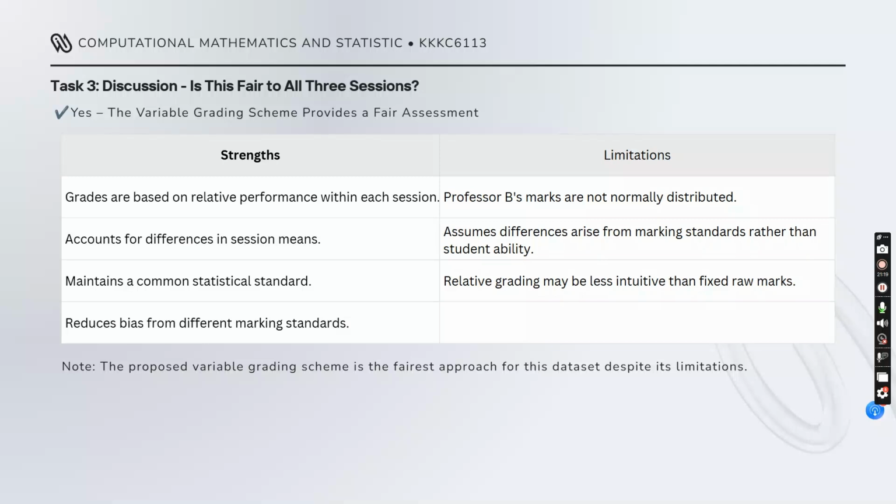However, there are some limitations. Professor B's marks are not normally distributed, so the Z-score boundaries are only an approximation for that section. In addition, this method assumes that the differences in average marks are mainly due to marking standards rather than differences in student ability. Some students may also find relative grading less intuitive than a fixed grading system. Overall, despite these limitations, the variable grading scheme is still the fairest approach for this dataset because it provides a more consistent and equitable basis for grading across all three sections.